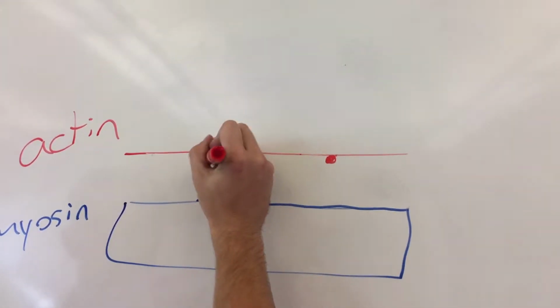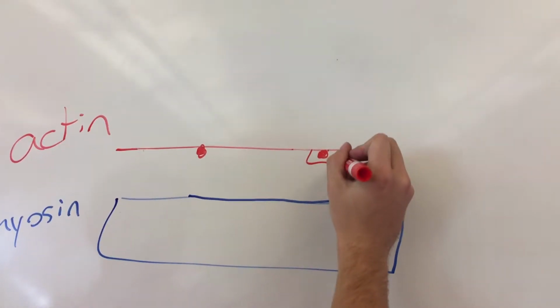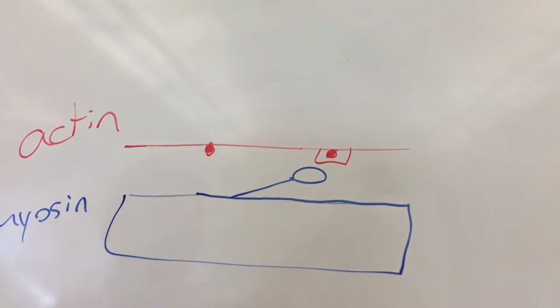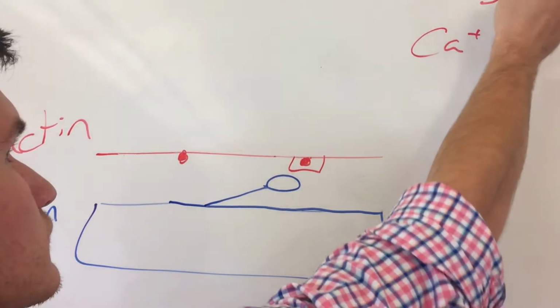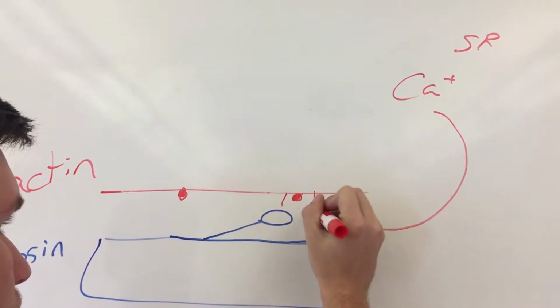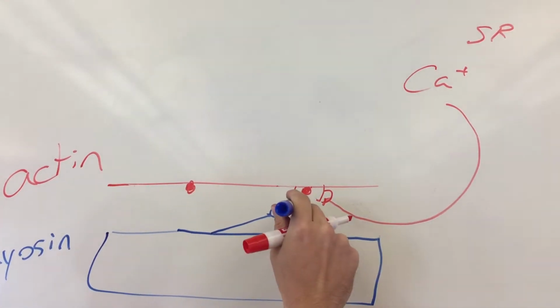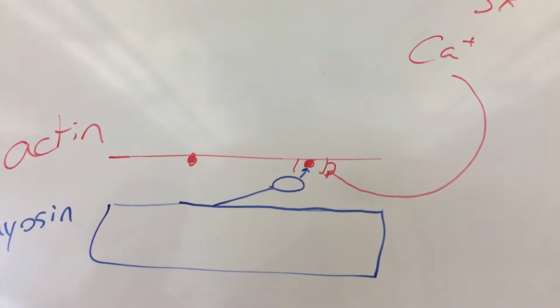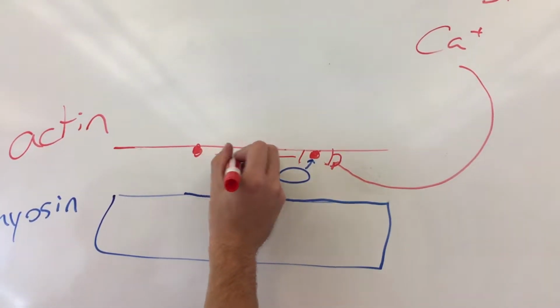Tropomyosin blocks the active sites on the actin filaments where the myosin heads bind. When calcium ions are released from the sarcoplasmic reticulum, they bind to troponin, causing a conformational change in the tropomyosin, which then exposes the active sites on the actin filaments. The myosin heads then bind to the active sites on the actin and pull the actin filament along, shortening the muscle length and causing contraction.